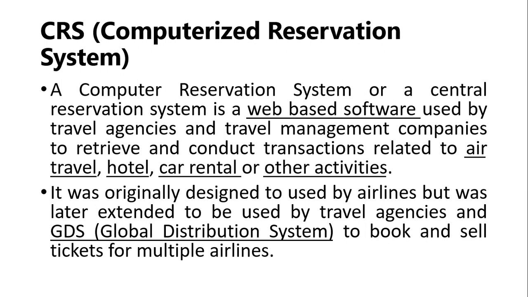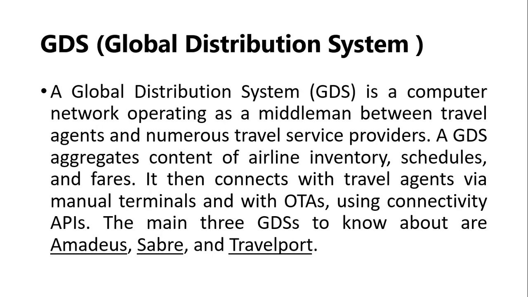I don't really remember kung anong year, but the name of the first airline reservation system is Sabre. So, GDS. What is a GDS? A GDS, or a Global Distribution System, is a computer network operating as a middleman between travel agents and numerous travel service providers. A GDS aggregates contents of airline inventory, schedules, and fares, and it then connects with travel agents via manual terminals and with OTAs.